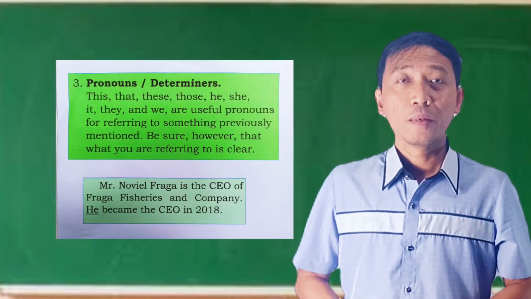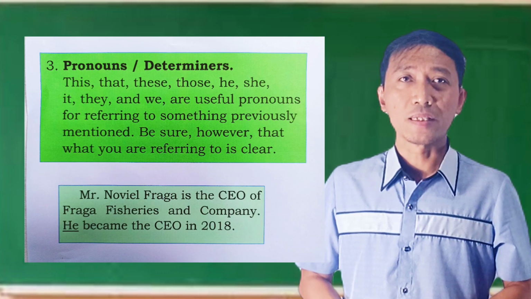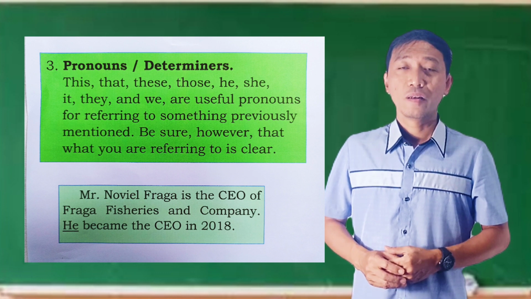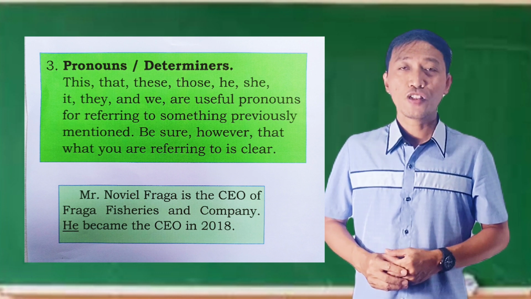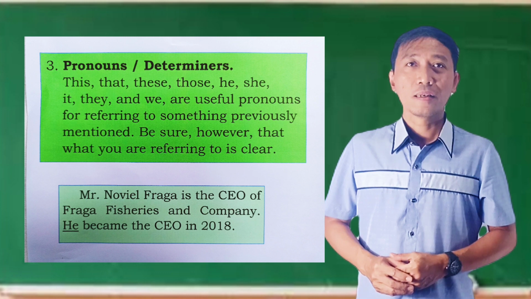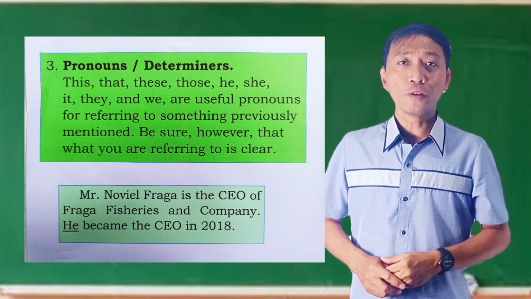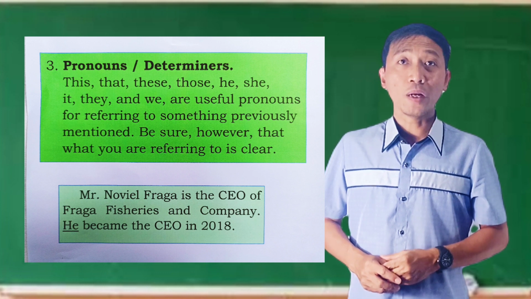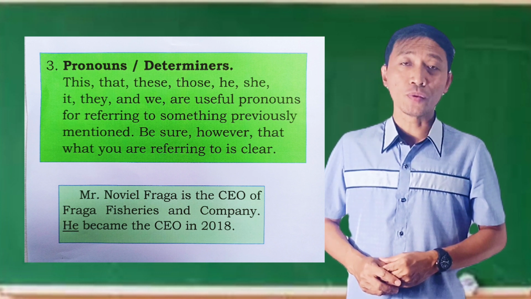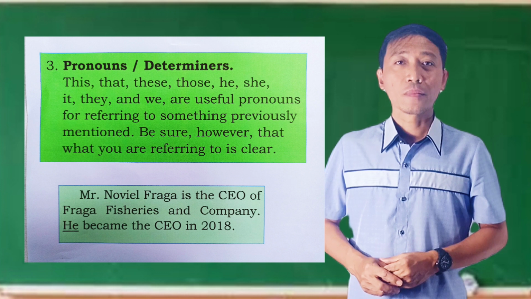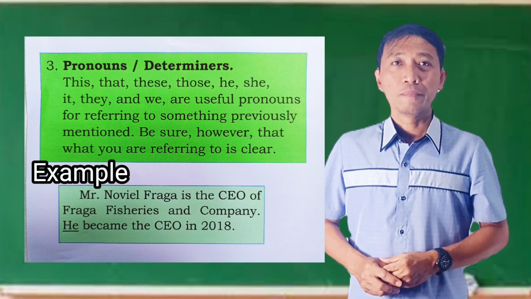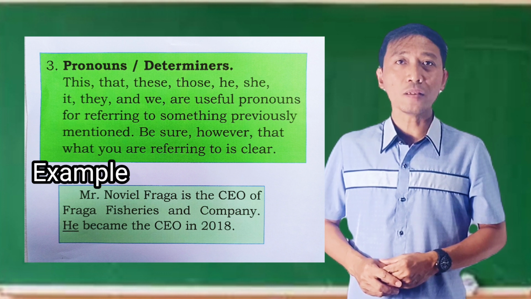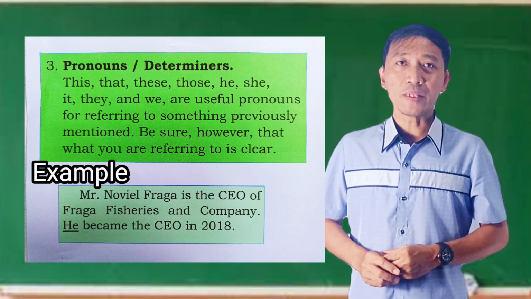Number 3, pronouns, determiners. This, that, these, those, he, she, it, they, and we are useful pronouns for referring to previously mentioned ideas. Be sure, however, that what you are referring to is clear. Example: Mr. Noviel Fraga is the CEO of Fraga Fisheries and Company. He became the CEO in 2018.